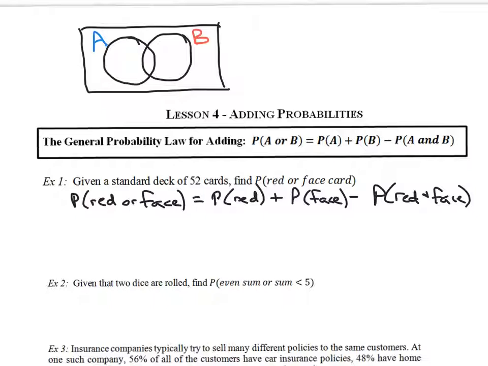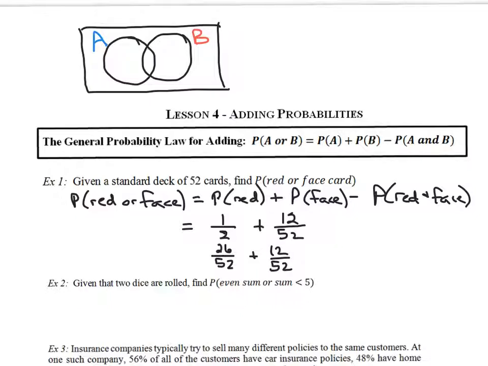So, to get the probability of red or face, the probability of red, well, half of the cards in the deck are red. Another way of saying that would be 26 of them out of 52. Plus, face cards, there's a jack, a queen, and a king of diamonds, of hearts, of spades, and of clubs. So there are 12 face cards in the deck out of 52 cards. So we're going to add on 12 out of 52.